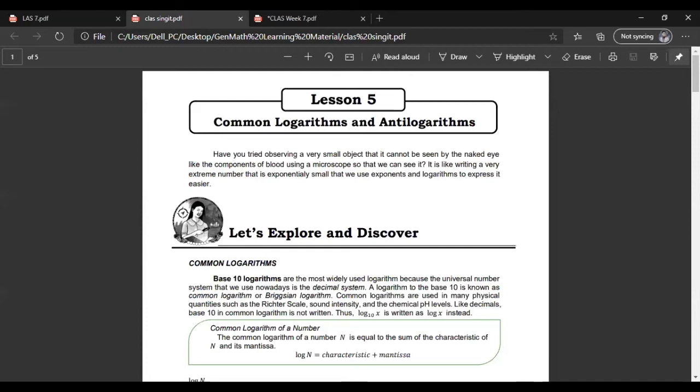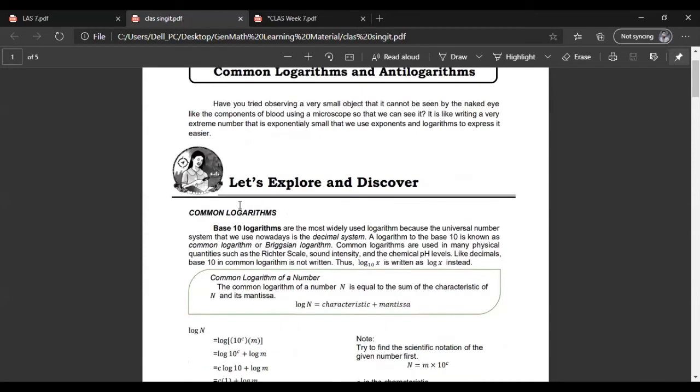Okay? So now, let's proceed to common logarithms and anti-logarithms. So earlier, we already met common logarithms. So common logarithms are logarithms that have a base of 10. And why is it called common logarithms? Because base 10 logarithms are most widely used. Kaya nga siya common.